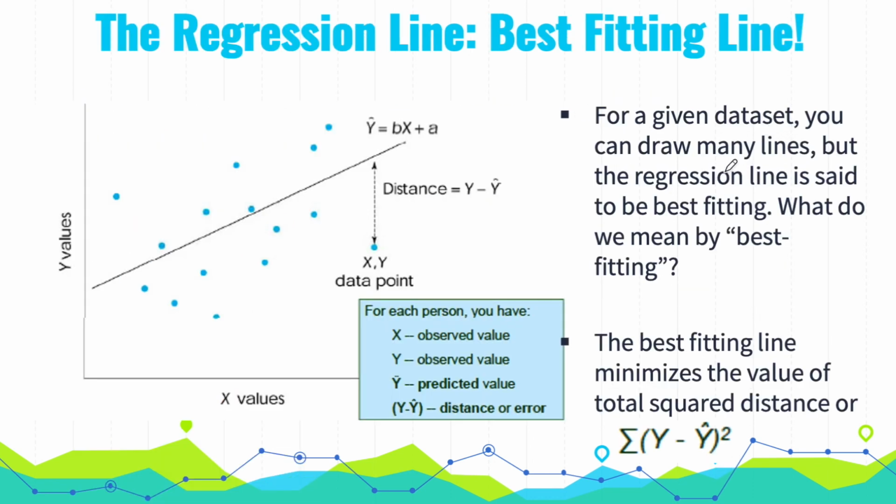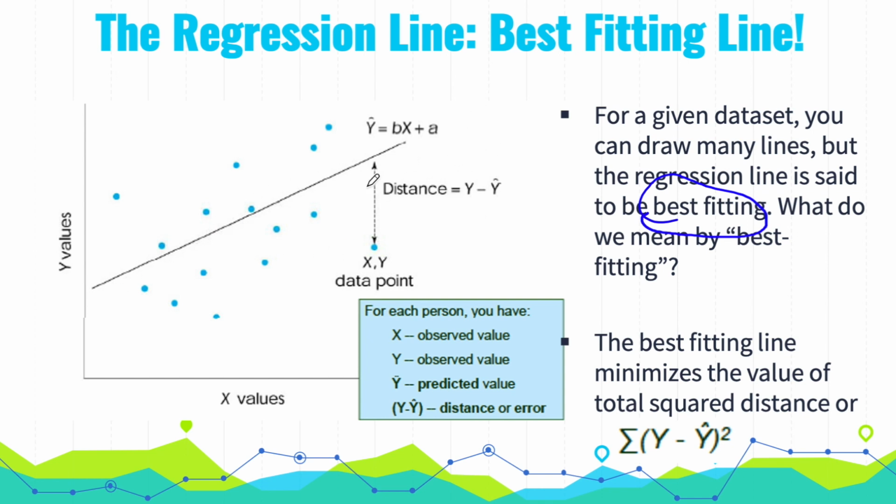First, let's talk about the regression line. It's the best fitting line for our data. So we visually have determined lines that best fit our data just by slashing a line through it visually. But regression lines are calculated using a pretty precise series that reduces this total squared distance between points. For a given data set, you can draw many lines, but the regression is said to be the best fitting line. What do we mean by this concept of best fitting? We define it in a specific way.